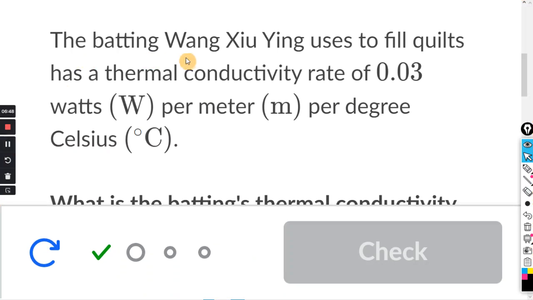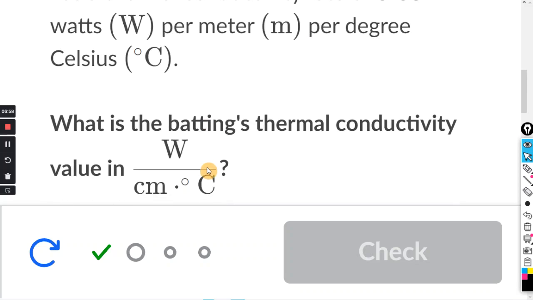Okay, it says the batting that Wang uses to fill quilts has a thermal conductivity rate of 0.03 watts per meter per degree Celsius. What is the thermal conductivity in watts per centimeter per degree Celsius? All right, let's see.